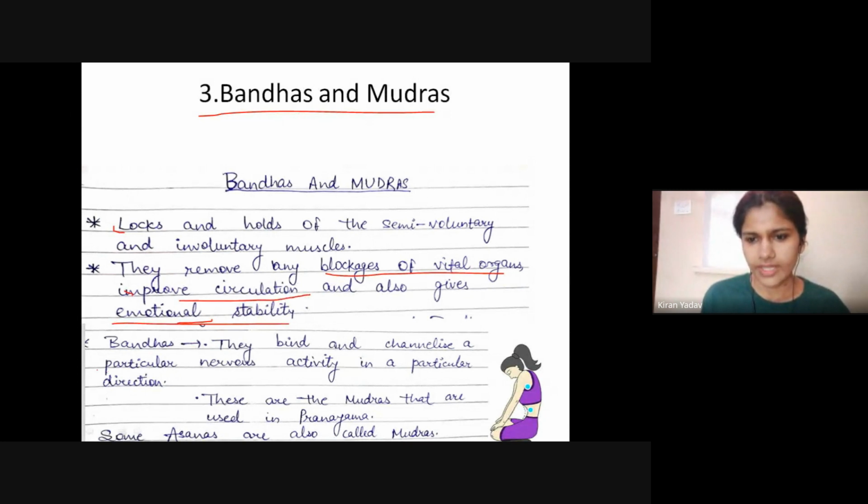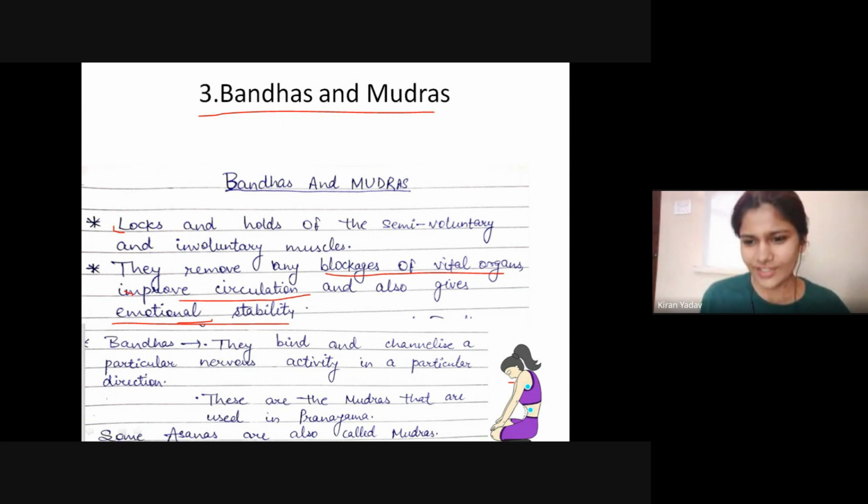And what are bandhas? They bind and channelize a particular nervous activity in a particular direction. Like in the picture, as you can see, it binds the energy. It channelizes the energy. For example, if we are doing Jalandhar Bandha, then what does it do? It binds our throat region and it channelizes the energy in another path. Sorry, I'm bad at explaining this thing.